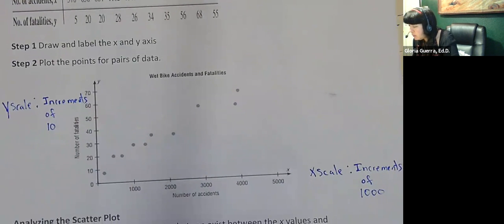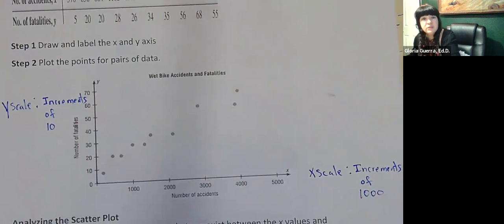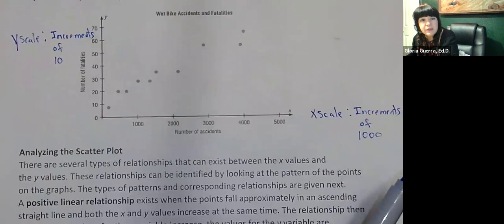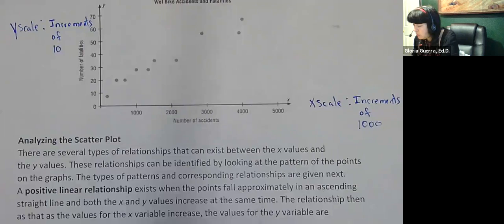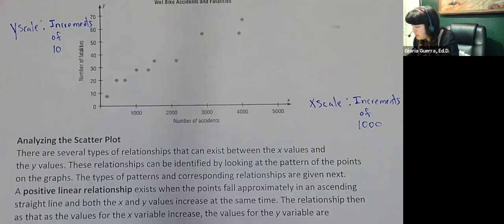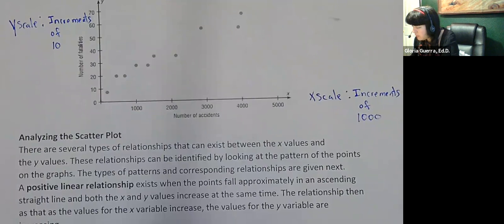We're going to recreate this in a little bit on our graphing calculator, so you do need to have your TI-84 Plus out. We're going to make use of that in a little bit. But let's see what else they say here. Analyzing the scatter plot: there are several types of relationships that can exist between the x values and the y values. These relationships can be identified by looking at the pattern of the points on the graphs. The types of patterns and corresponding relationships are given next.